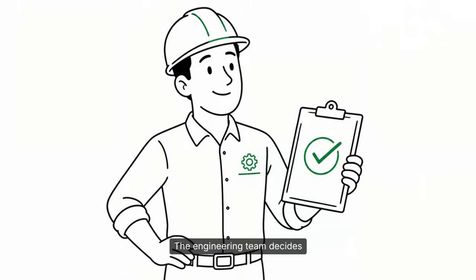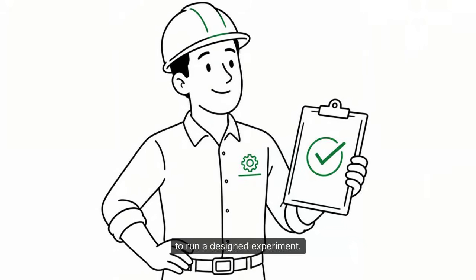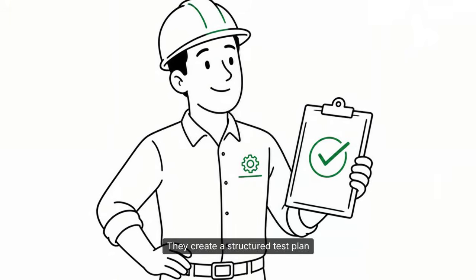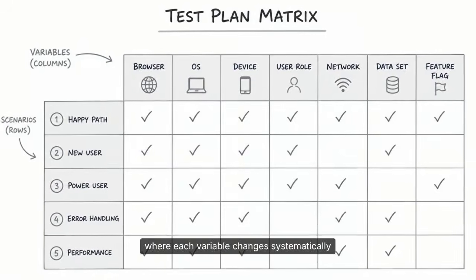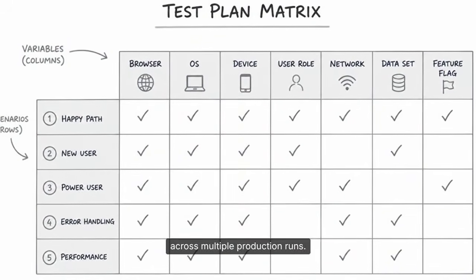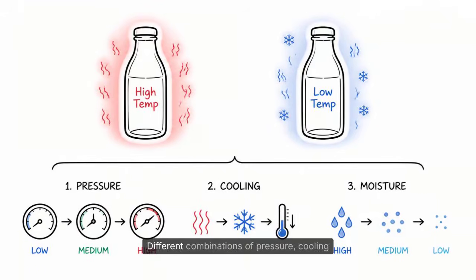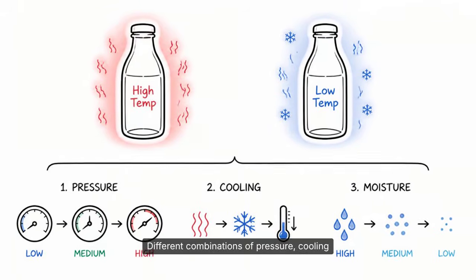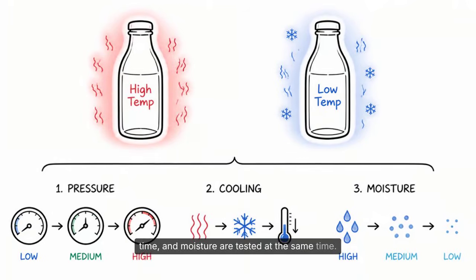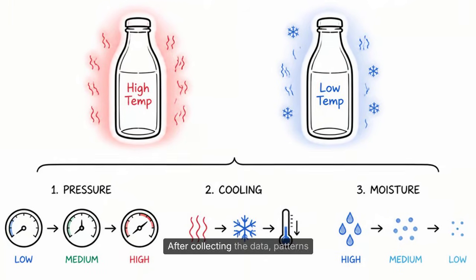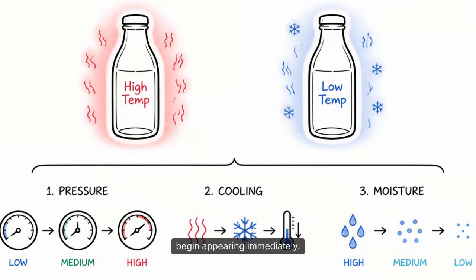The engineering team decides to run a designed experiment. They create a structured test plan where each variable changes systematically across multiple production runs. Some runs use high temperature, some use low temperature. Different combinations of pressure, cooling time, and moisture are tested at the same time. After collecting the data, patterns begin appearing immediately.